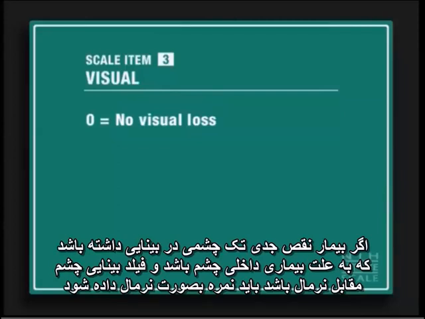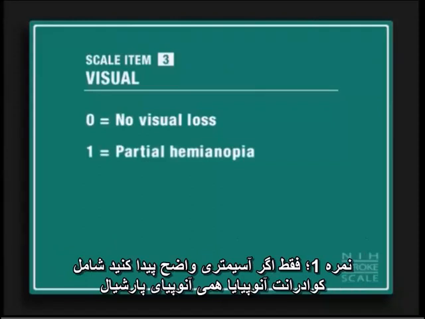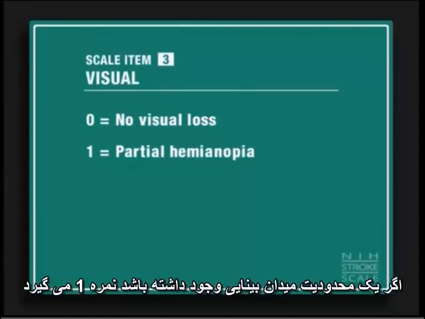If a patient has severe monocular visual loss due to intrinsic eye disease and the visual fields in the other eye are normal, the examiner should score the visual fields as normal. Score a 1 only if you find a clear-cut asymmetry, including quadrantinopia or partial hemianopia. If there is an extinction, score the patient a 1.